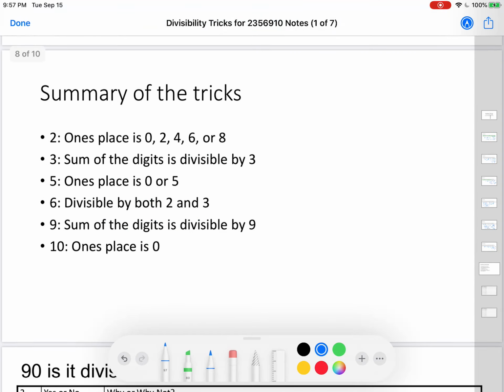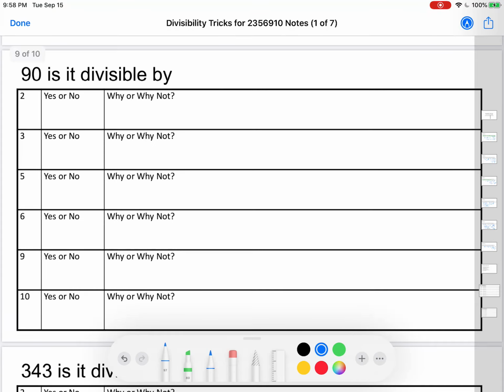Okay, here's a summary of those rules. Summary of those tricks. 2, the ones place is 0, 2, 4, 6, or 8. 3, the sum of the digits is divisible by 3. 5, the ones place is 0 or 5. 6, it's divisible by both 2 and 3. 9, the sum of the digits is divisible by 9. 10, the ones place is 0.